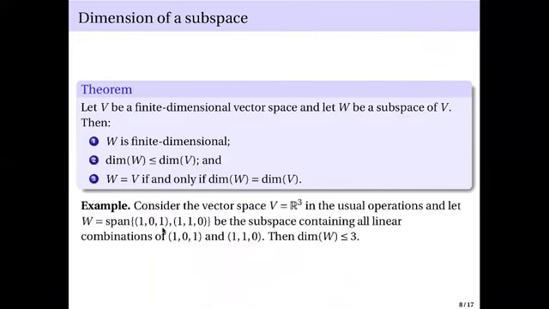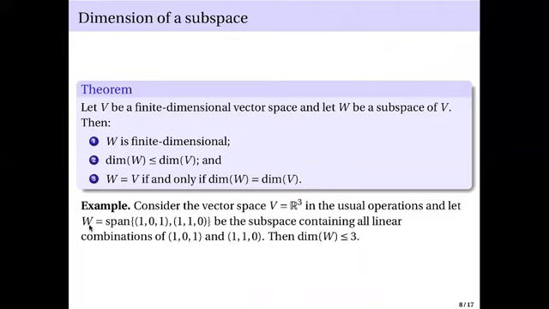Okay, so let's have this example. Consider the vector space V, which is R3, with the usual operations, meaning the usual addition of vectors and scalar multiplication. Let W be the span of these two elements. It is a subspace containing all linear combinations of these vectors.